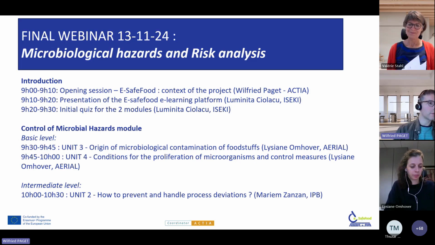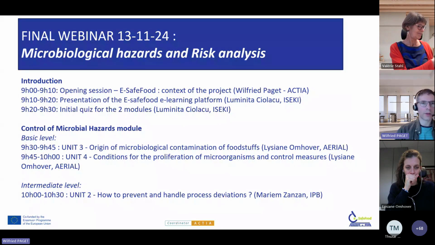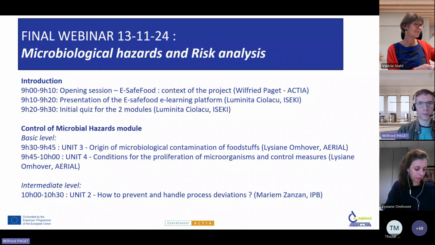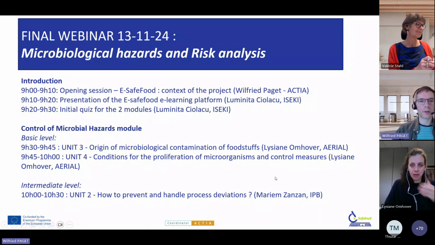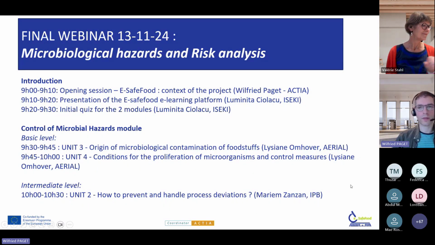Then we will present you 3 presentations on the control of microbial hazard module, 2 units on the basic level and 1 on the intermediate level. The 2 units of the basic level are origin of microbiological contamination of foodstuffs, and conditions for the proliferation of microorganisms and control measures. The intermediate level will be how to prevent and control process deviations.